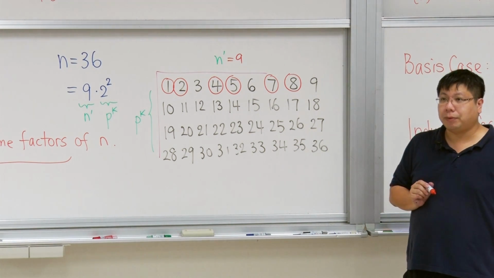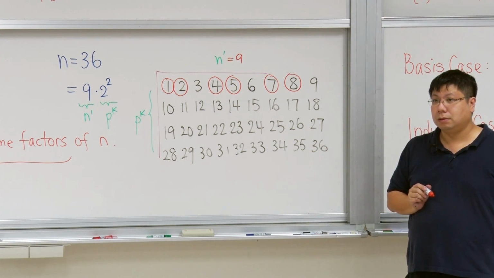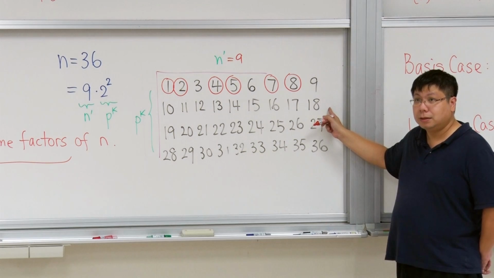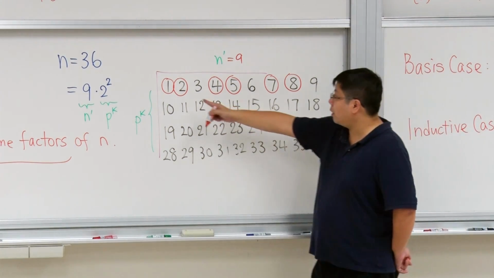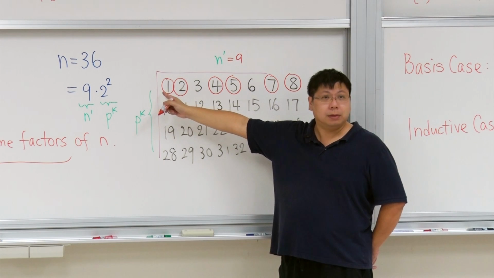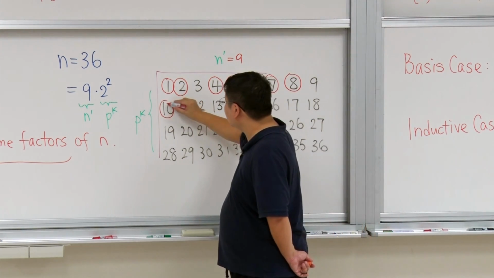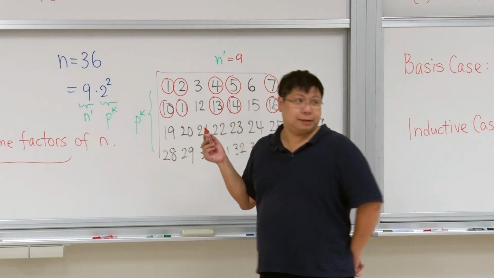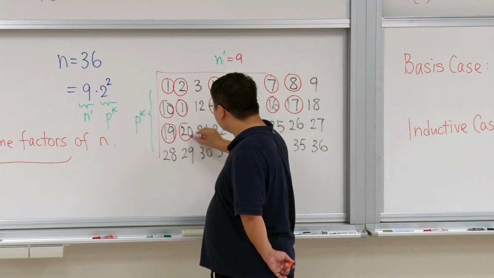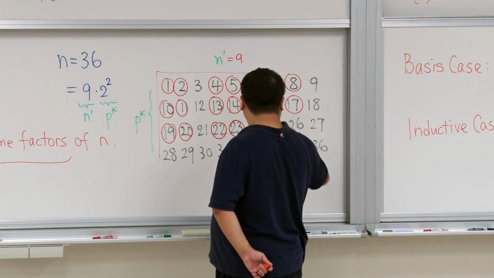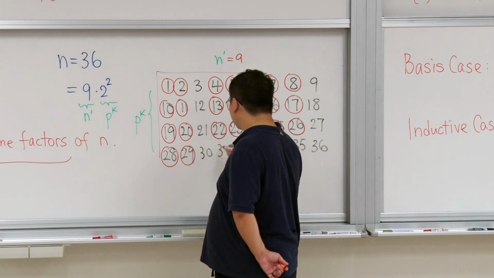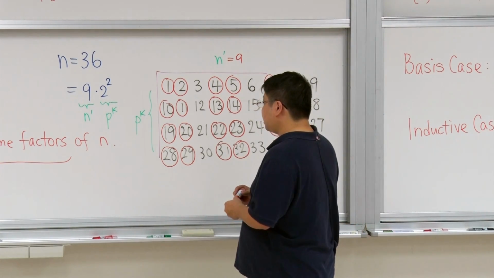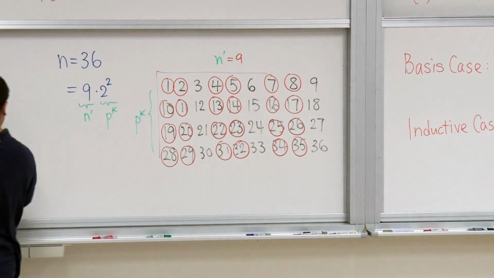Now how about the second row? Which numbers will be co-prime with n prime? Well, the second row is equal to the first row plus n prime, right? So it is going to be co-prime with n prime if and only if the number in the first row is co-prime. Okay, so 10 is co-prime, 11 is co-prime, 13 is co-prime, 14 is co-prime, 16, 17. That's it. And the third row, so these numbers are co-prime, and then these numbers are co-prime. Okay, so what do we have? So we have a fact.